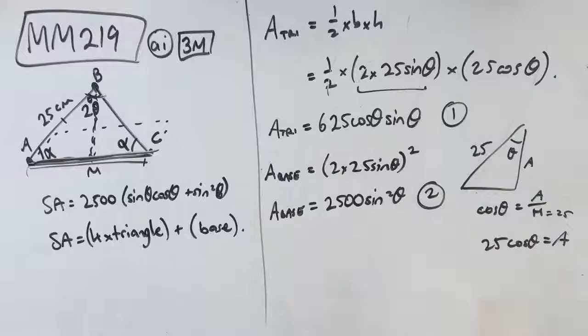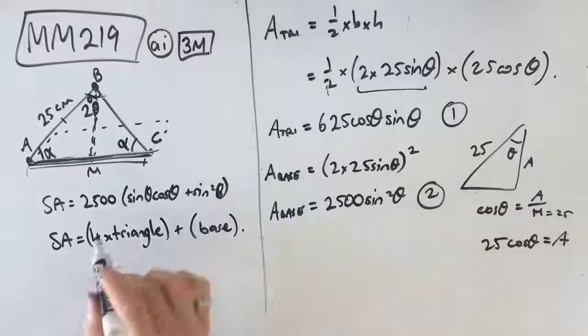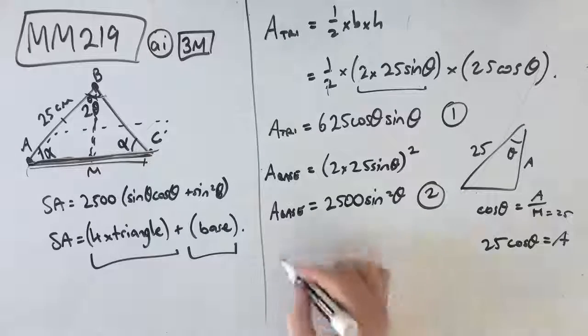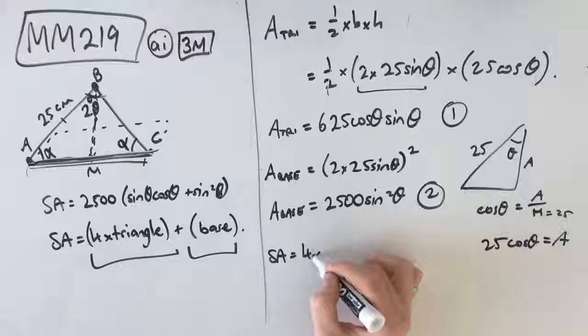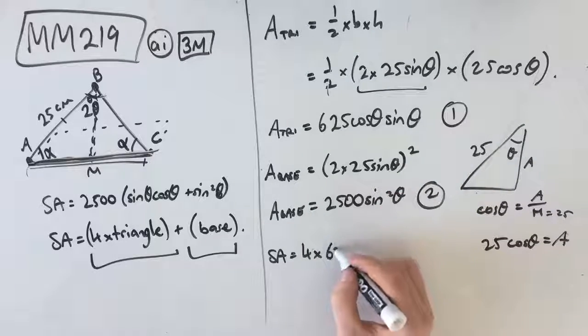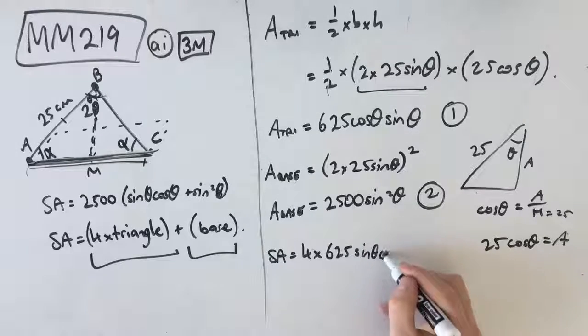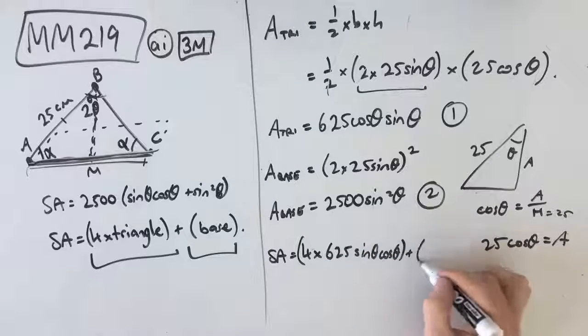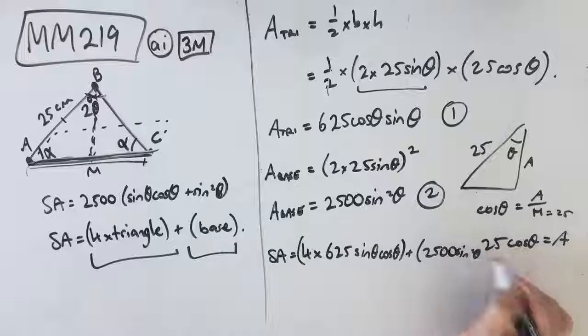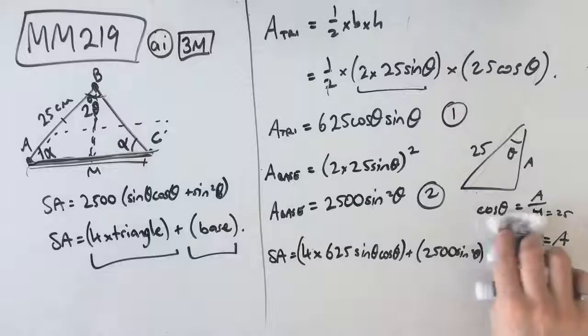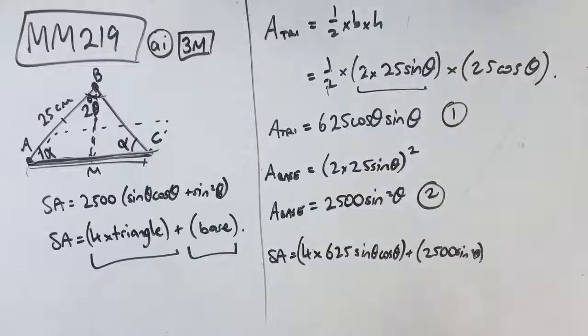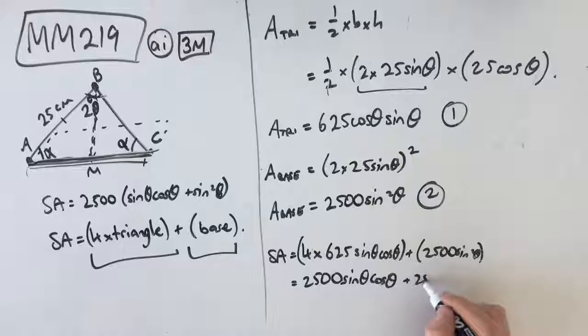That's our second mark. But we haven't found the total surface area yet, because we need to get 4 of these triangles and add them with the base, okay? So SA is equal to 4 times our area of a triangle, which is 625 sine theta cos theta, plus the area of our base, which is 2500 sine squared theta. Let's just get rid of this bit over here. Awesome. And now, 4 times 625 is, you guessed it, 2500 sine theta cos theta. And you can use a calculator for this one, guys, so please do that if you feel the need.